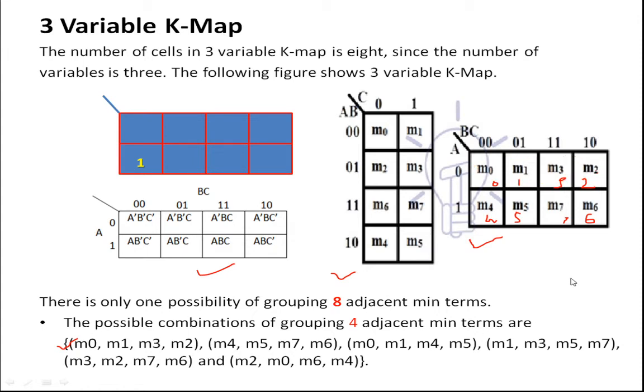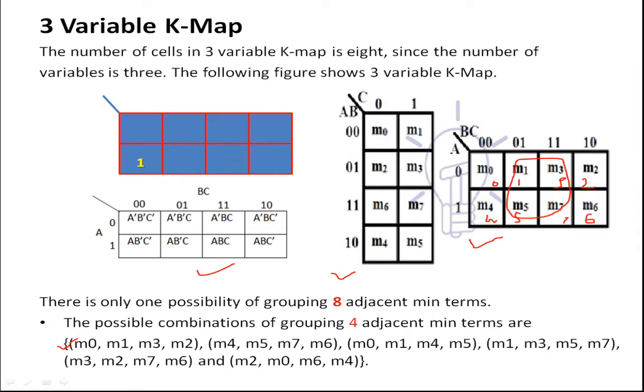Second possibility is m4, m5, m7, and m6, all these 4. So here you can see that the maximum is 8, then the next highest grouping can be 4, and then we can have 2. The next grouping we have is m1, m3, m5, and m7.